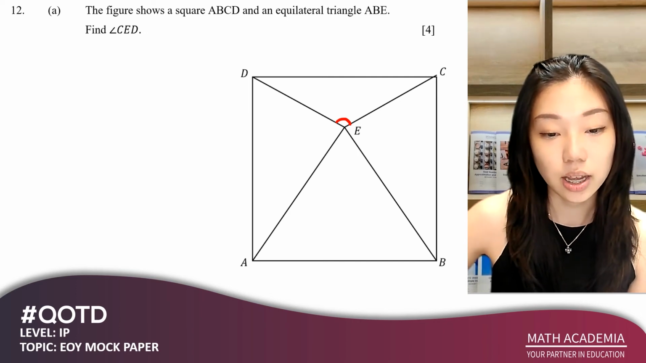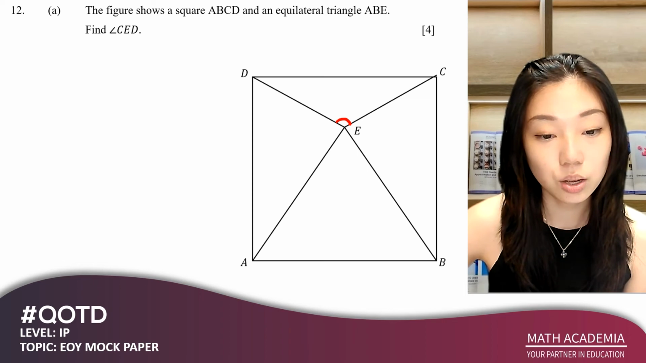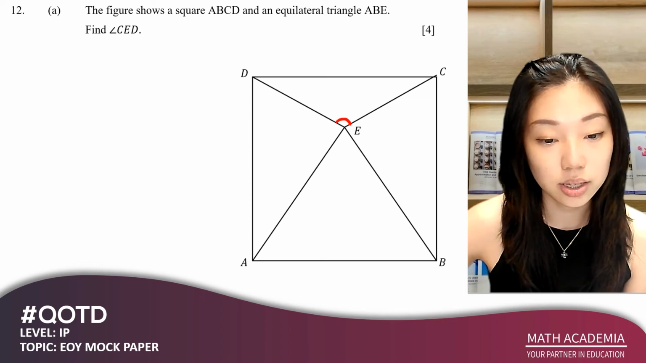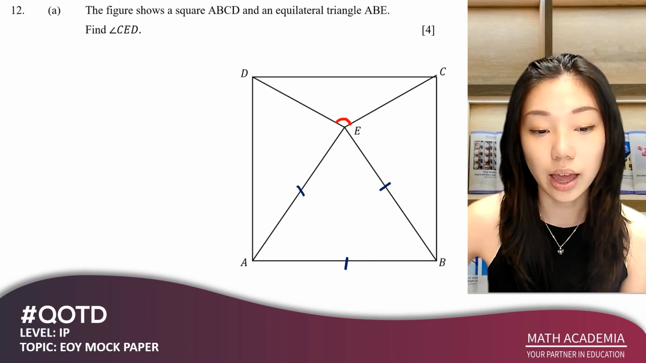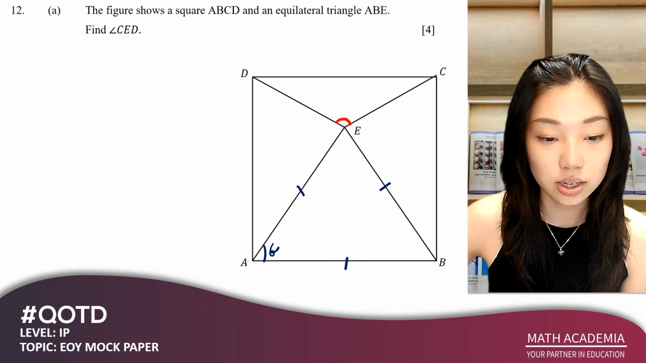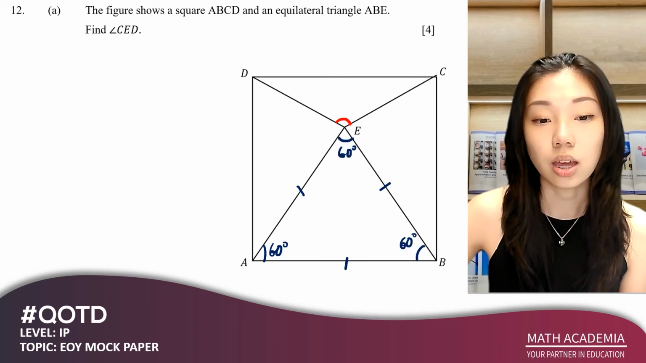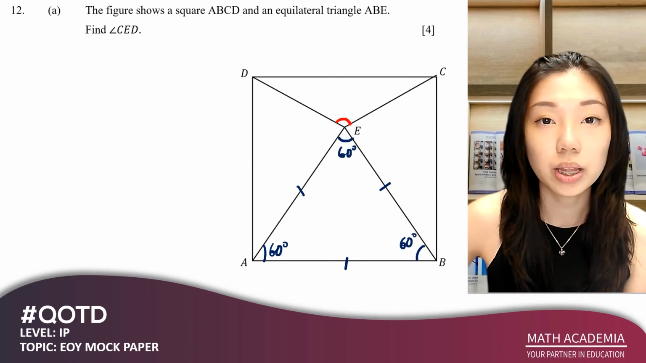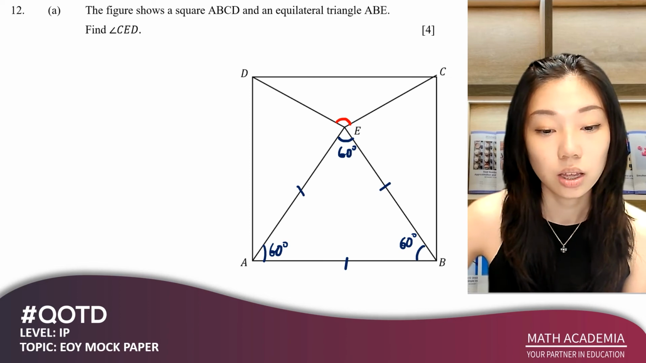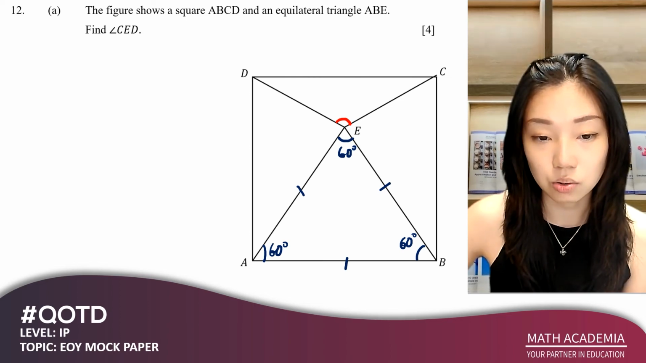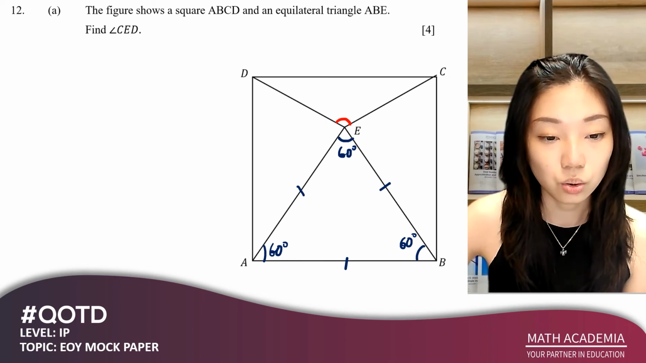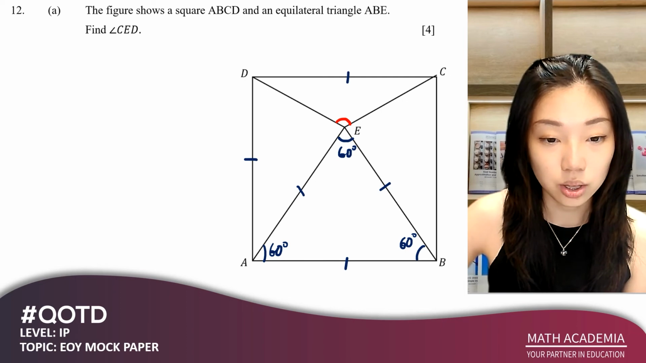Before we even start, let's annotate the diagram. If it's an equilateral triangle, it means that this side is the same length as this side, which is the same length as this side, and all of the angles are 60 degrees. If it's a square, all four sides are the same length, so AB equals AD equals DC equals BC.